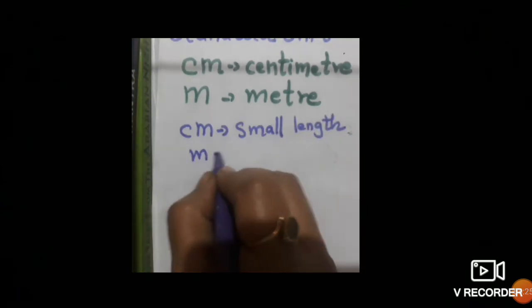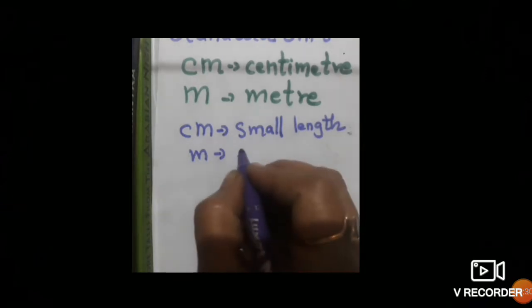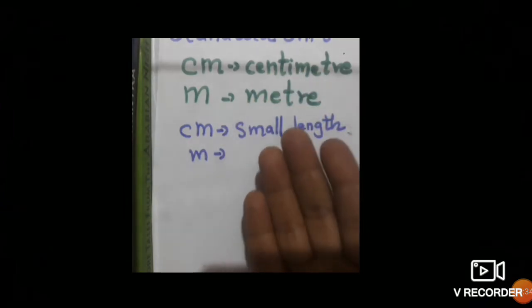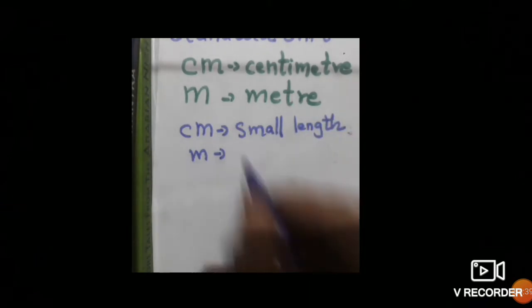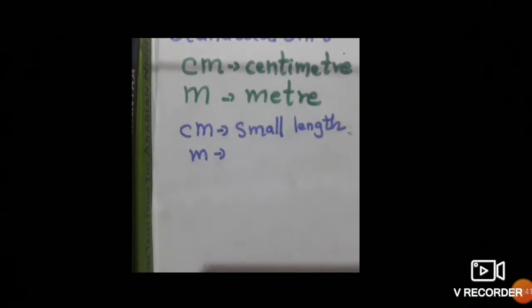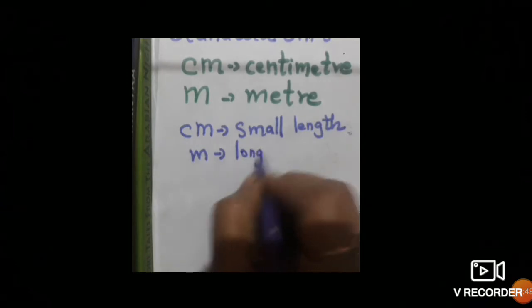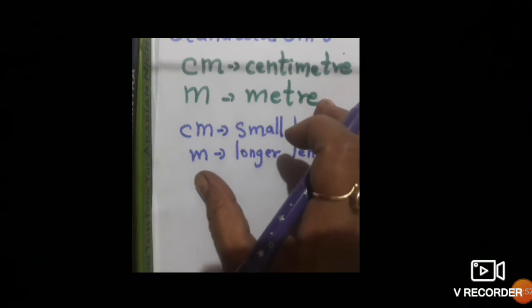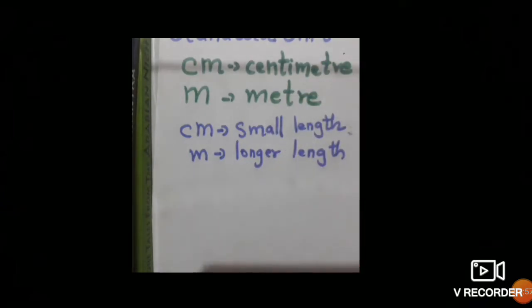And for meter we will be measuring big things, for example a car or a door, things having a larger length. These are all fixed, the small and the longer lengths are fixed lengths. You will get the exact measurement when you use these.